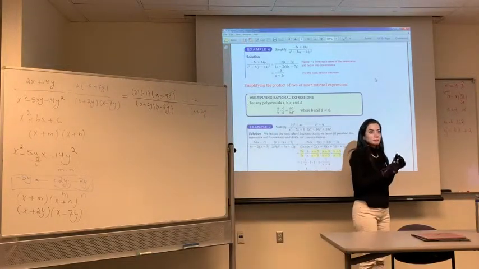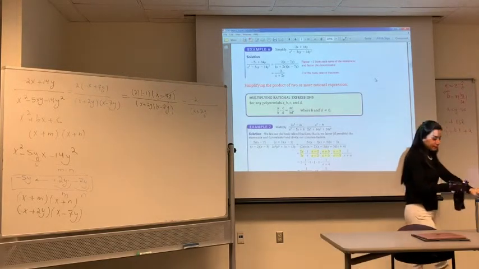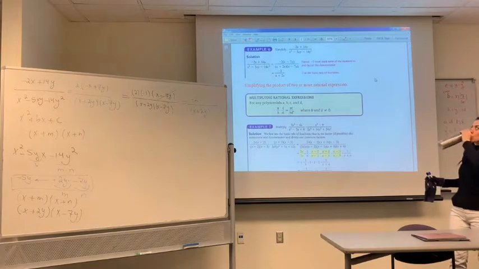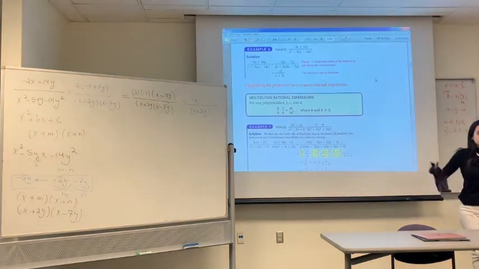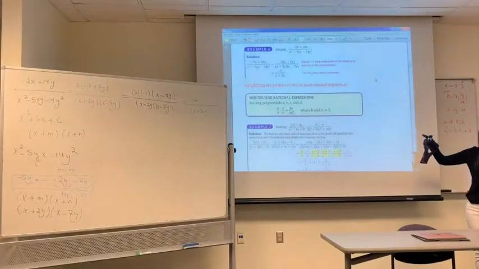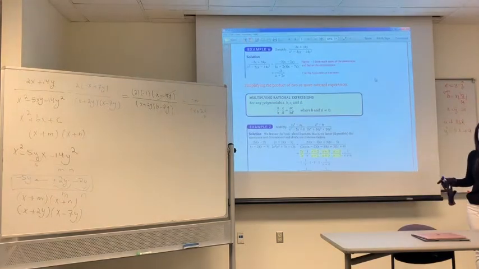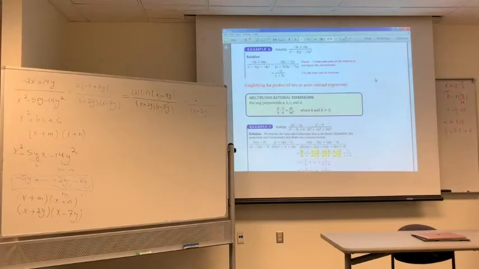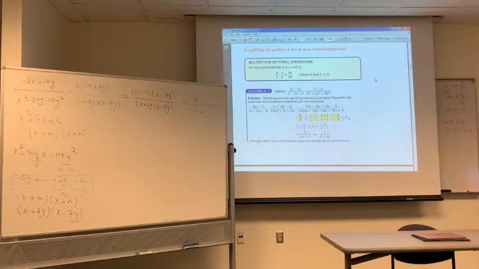Do you have questions? No? Are these clear? I know the most difficult part maybe is factoring out a polynomial, correct? And this is the most difficult part. So you should be able to factor out polynomials after practicing over and over. You should be able to do that.